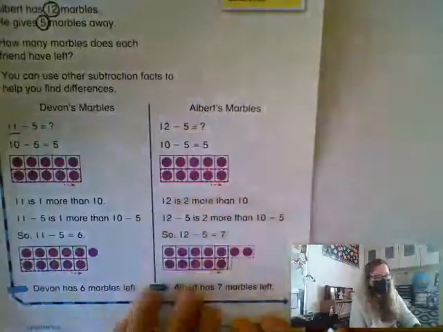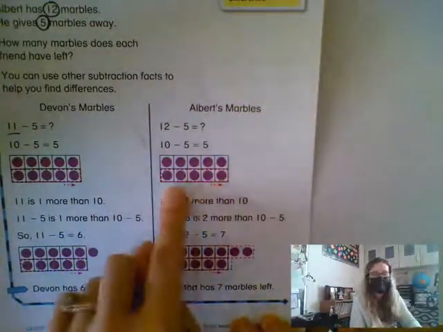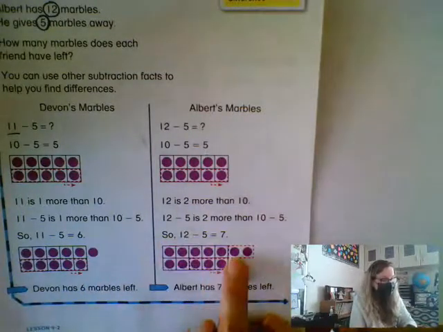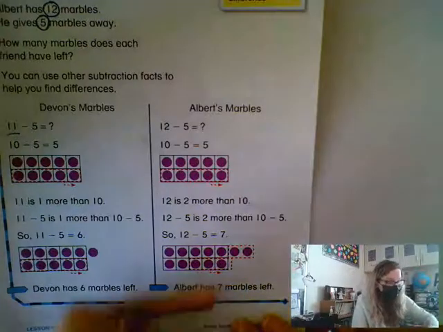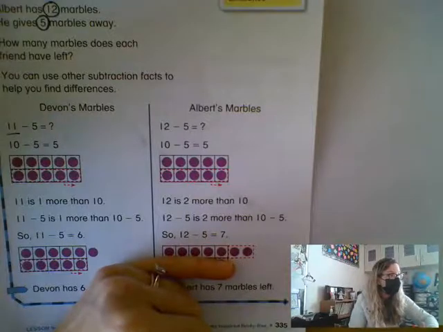And they're showing that here. So this is a full 10 frame. That's 10, right, Victoria? A full 10 frame is 10. Here's a full 10 frame plus 2 more because 10 and 2 ones is 12. So if we take 5 away, now we have 7 left, okay?